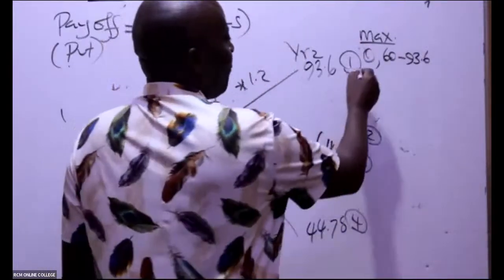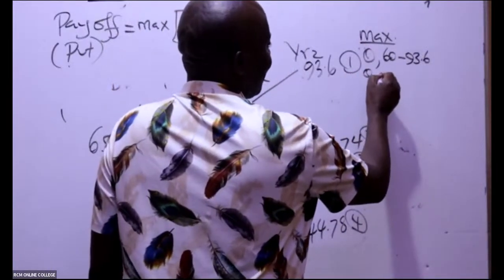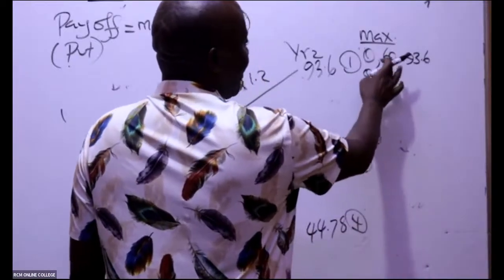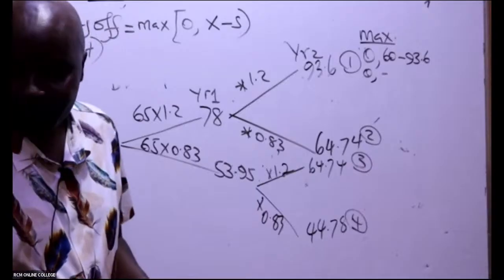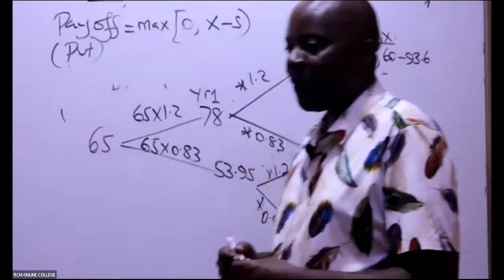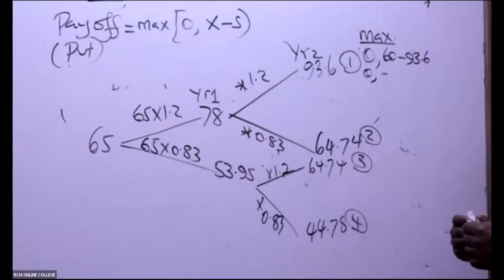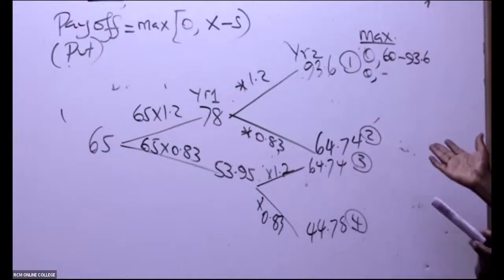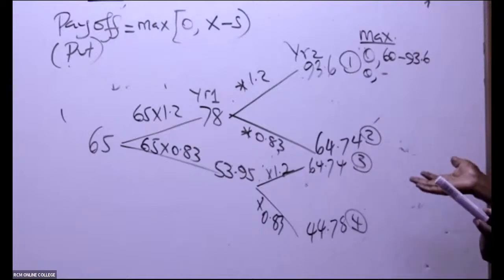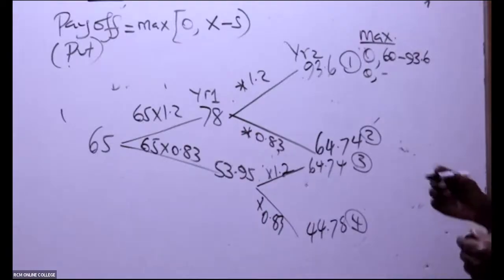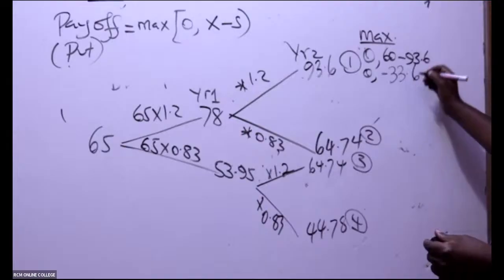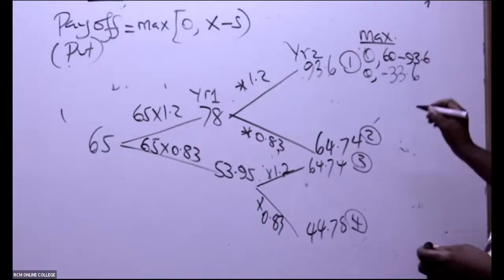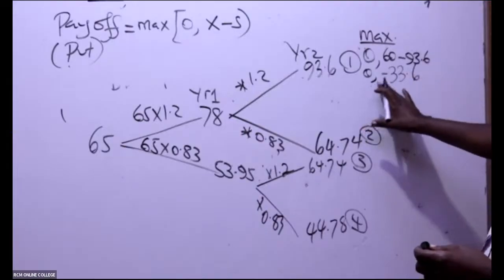So can somebody give me this difference? So this will be 60 minus 93.6, which gives me what figure? It will be minus something, isn't it? It is minus that. So 0 and minus 33.6.